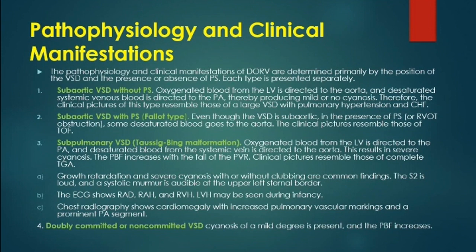Usually presents with growth retardation, severe cyanosis. Second sound is loud, with a systolic murmur of pulmonary overflow or relative pulmonary stenosis. ECG shows right atrial dilatation and hypertrophy, right ventricular hypertrophy. Chest X-ray shows cardiomegaly with increased pulmonary vascular markings, with prominent pulmonary artery segments. Cases of doubly committed or non-committed VSDs usually present with cyanosis of mild degree and increased pulmonary blood flow manifestations.